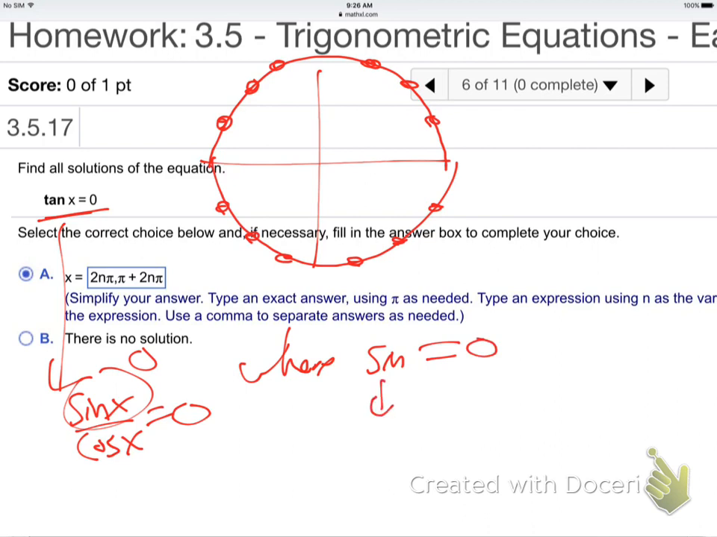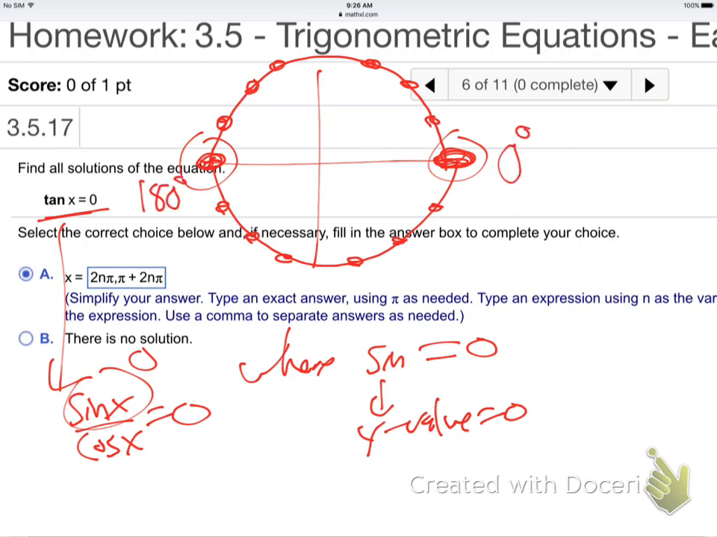Sine is the y value. So which points have a y value 0? This one right here and this one right here. Those two dots have a y value 0. What are they? 0 degrees and 180 degrees, or pi.